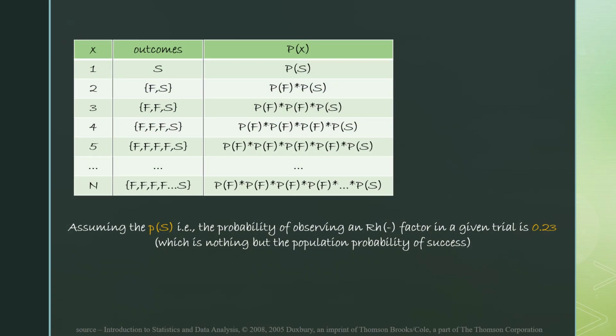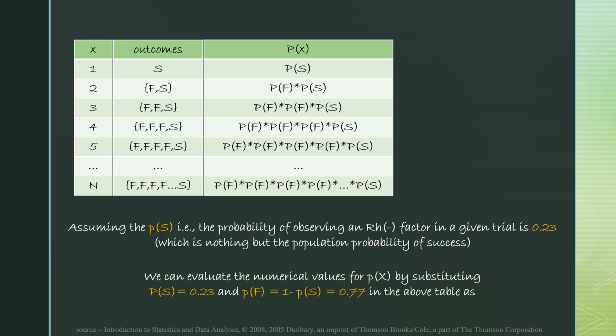Assuming the probability of S, that is the probability of observing an RH negative factor in any given trial, is 0.23, which is nothing but the population probability of success. We can evaluate the numerical values for probability of x for each value of x by substituting probability of S as 0.23 and probability of F as 1 minus probability of S, which is 0.77, in the above table as shown.